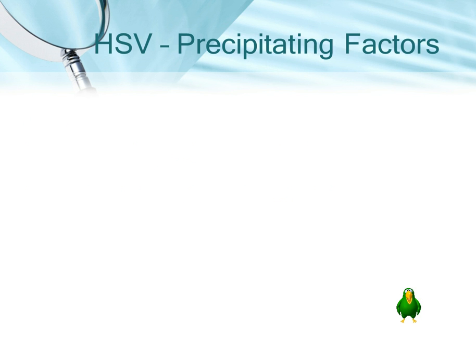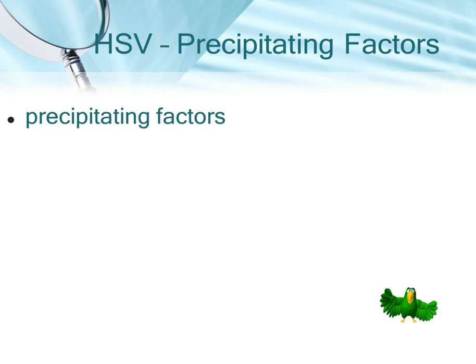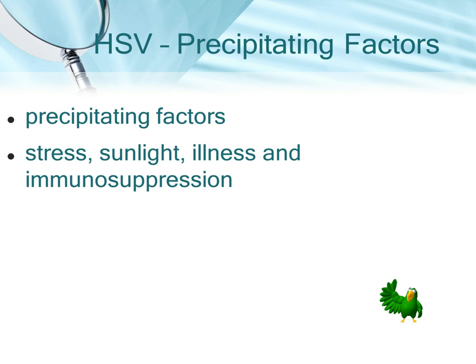Why do some people have outbreaks and others don't? Maybe due to the person's immune system. There are some precipitating or starting factors that can cause an outbreak to occur. Some of the many things that can do this include stress, sunlight, illness, and immunosuppression.